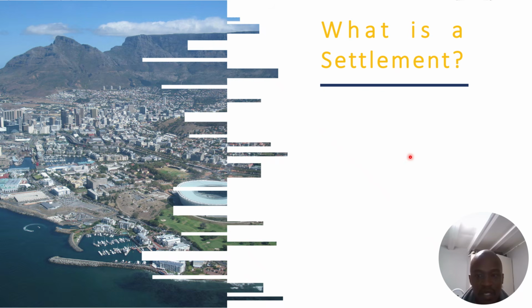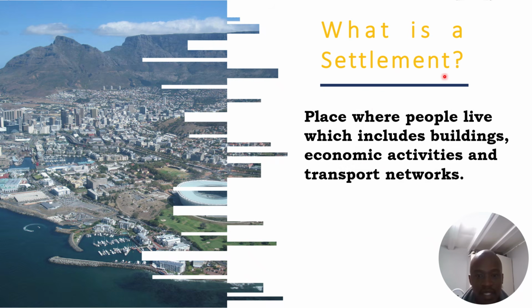Okay. Now here's our definition, right? A place where people live, which includes buildings, economic activities, and transport networks, right? So you must give us all these to get your 2 marks for defining a place where people live. As you can see, it includes buildings, right? There is economic activities there, and there is transport networks, or you can say there is communication networks.